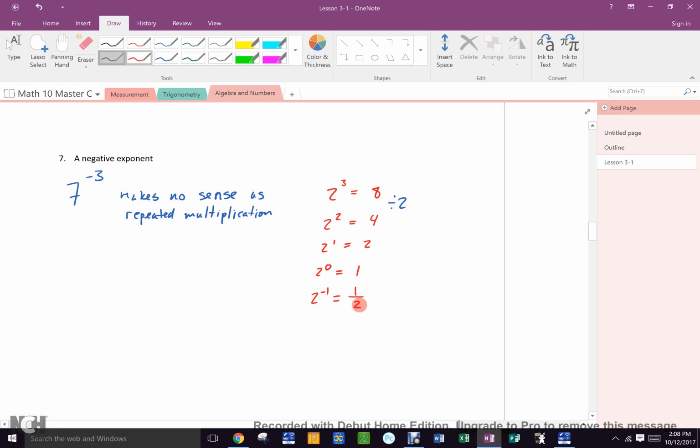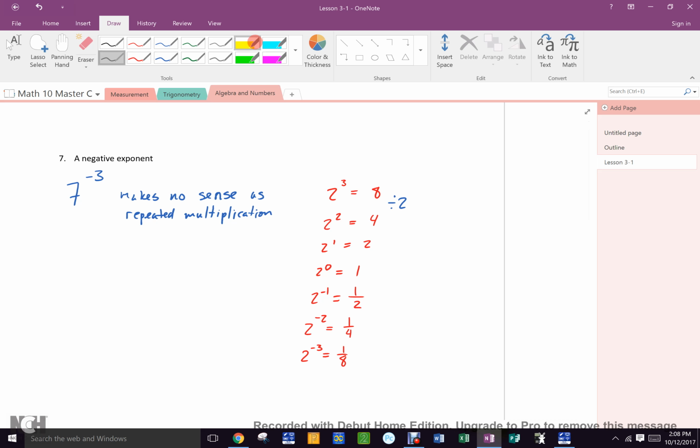Got it? What's the next logical exponent? 2 to the negative 2. What should I do to this? What's half divided by 2? A quarter. What's the next logical exponent? 2 to the negative 3, which is a quarter divided by 2, which is 1/8.